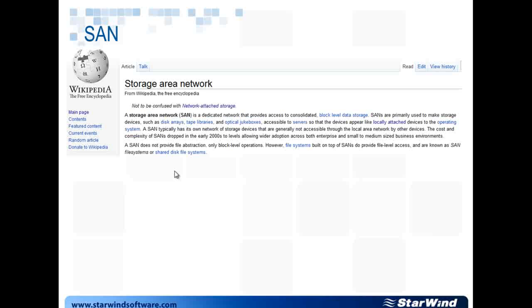A storage area network, SAN, is a dedicated network that provides access to consolidated block-level data storage. SANs are primarily used to make storage devices such as disk arrays, tape libraries, and optical jukeboxes accessible to servers, so that the devices appear like locally attached devices to the operating system. Basically, this means the same as when talking about NAS, but the data is accessed on the block level, not on the file level.